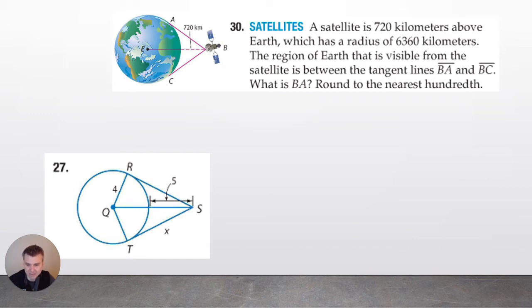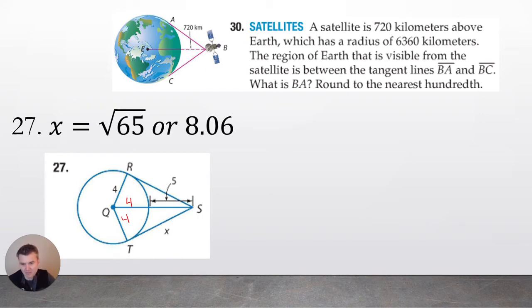27, we had to find the value of x. Again, if this distance here is 4, QR is 4, we know that this here is 4 as well, which means this is 4. We know this is 9, so we know that x is the square root of 65, because x squared plus 4 squared is equal to 4 plus 5, which is 9 squared. So x squared plus 16 equals 81. 81 minus 16 is 65, not 45. And x is the square root of 65.